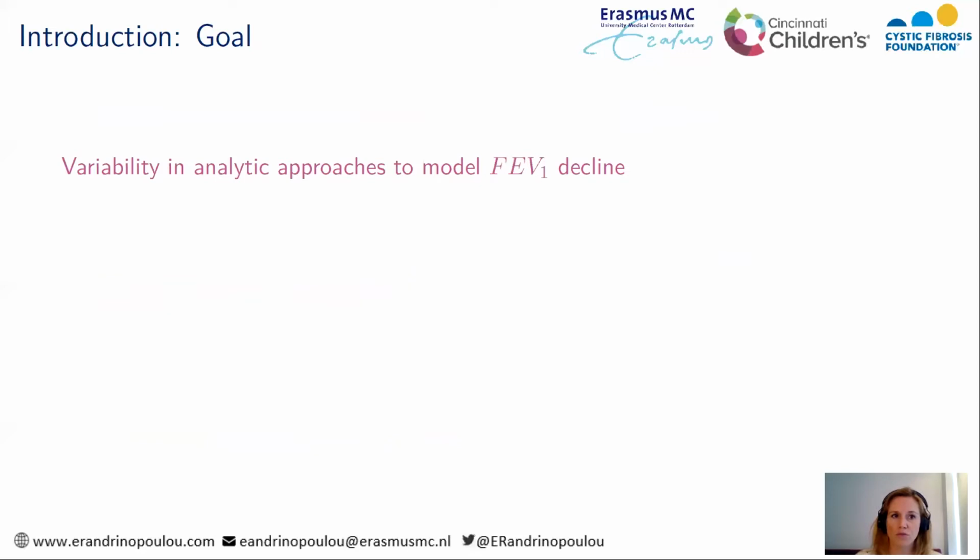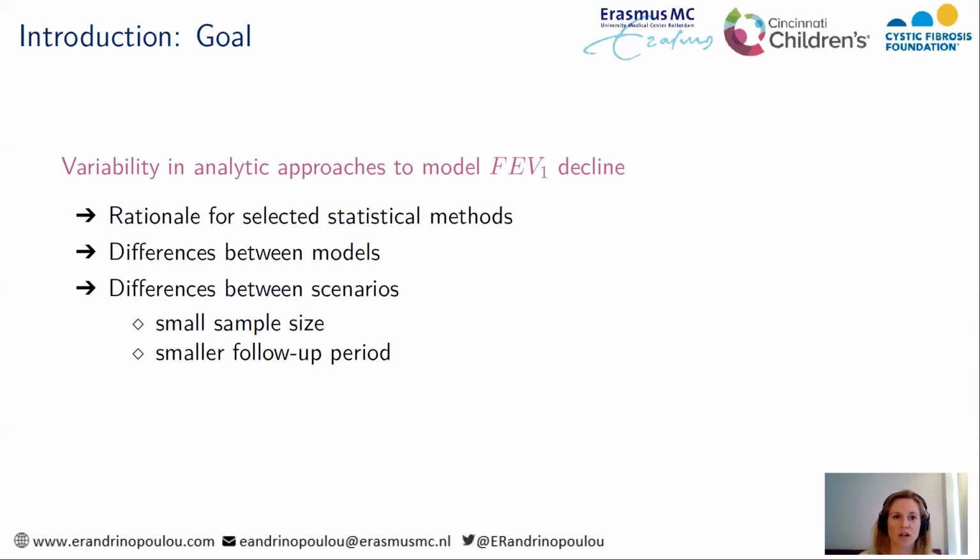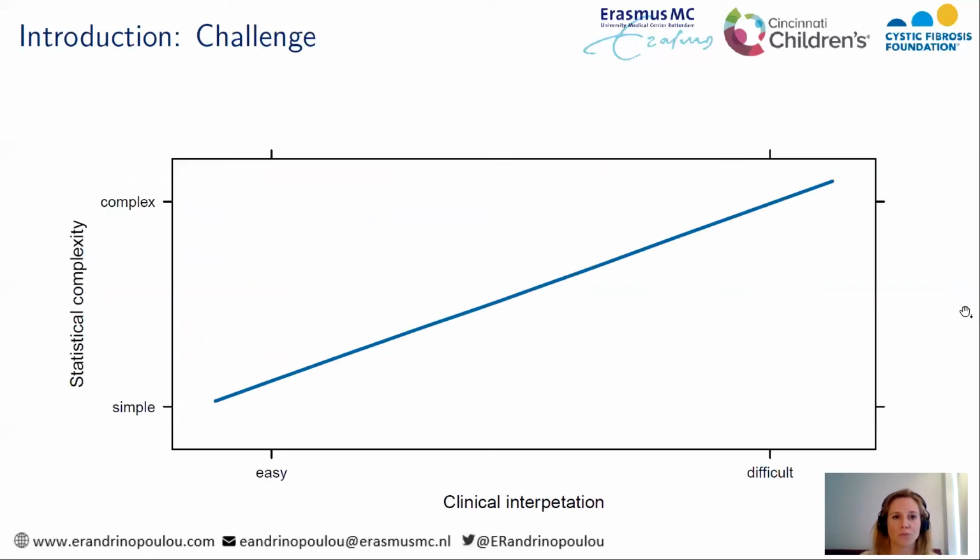So the goal of the research is to investigate the variability in the analytic approaches to model FEV1 decline, and we will discuss the rationale for selected statistical approaches. We will investigate the differences between the models, the different assumptions and interpretation that we have, and then we will finish with the differences between data scenarios that we can assume. For example, what happens when we have a small sample size or a smaller follow-up period.